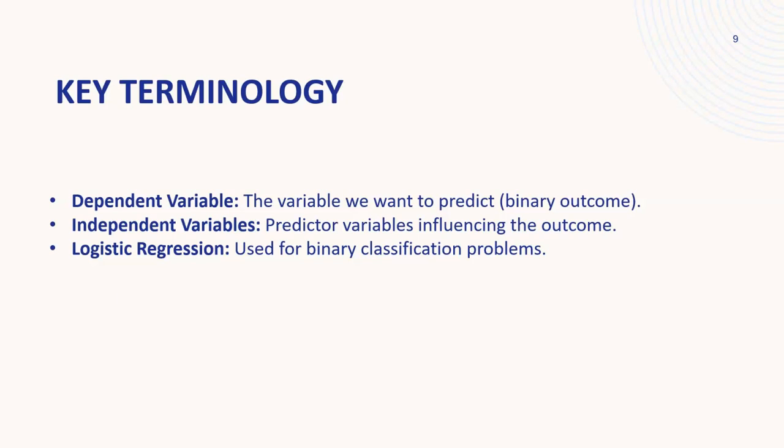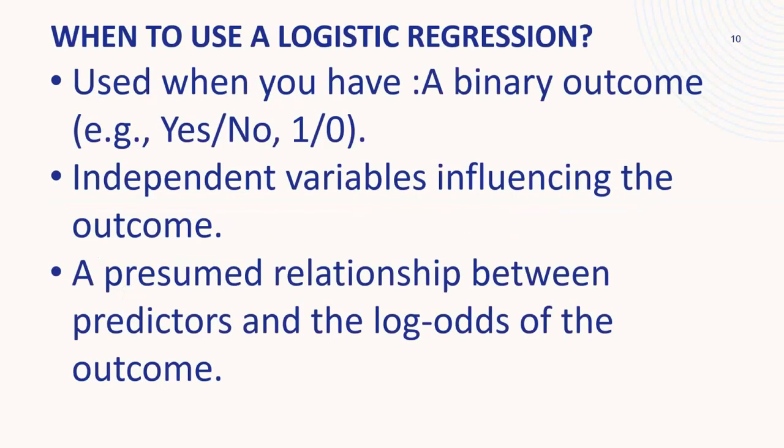Now the key terminologies that we are going to come across are, first, the dependent variable. Dependent variable is the variable that we are going to predict, which is a binary variable having binary outcomes, which can take value 0 or 1. Independent variables are the predictor variables which are influencing the dependent variable or the outcome variable. Independent variables can be continuous in nature as well as categorical in nature. And at last we are going to build the logistic regression model, which is going to be used for binary classification problem.